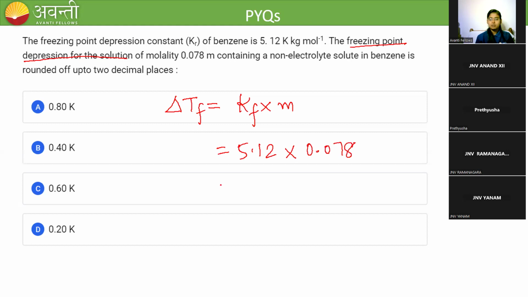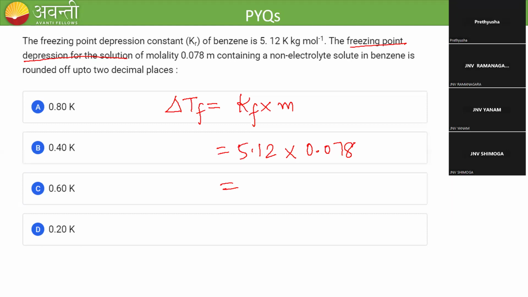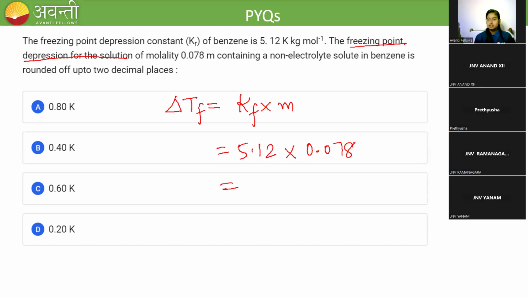If you multiply these two numbers, what will you get, students? Can anyone multiply and give me the answer in the chat box? Just try and let me know. Give a try, all of you. Already we have solved this question when I was discussing the freezing point depression constant, on that day itself. Which is the correct answer from here, option A, B, C or D? 5.12 into 0.078.